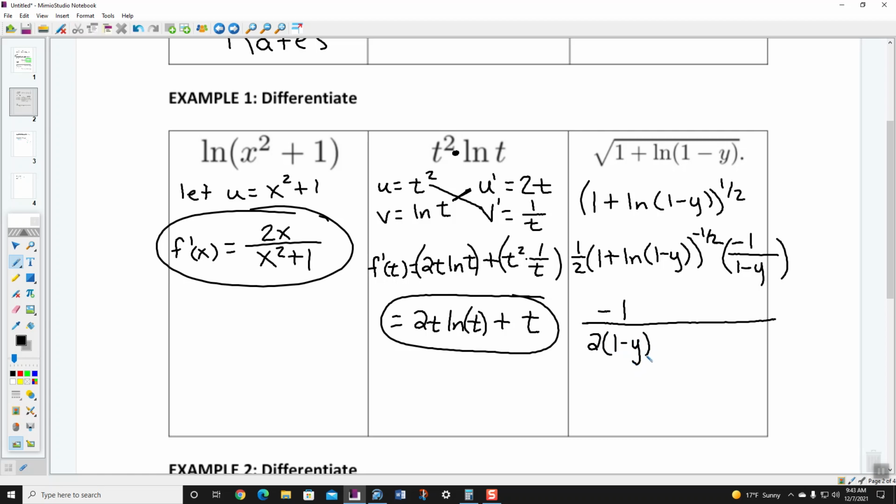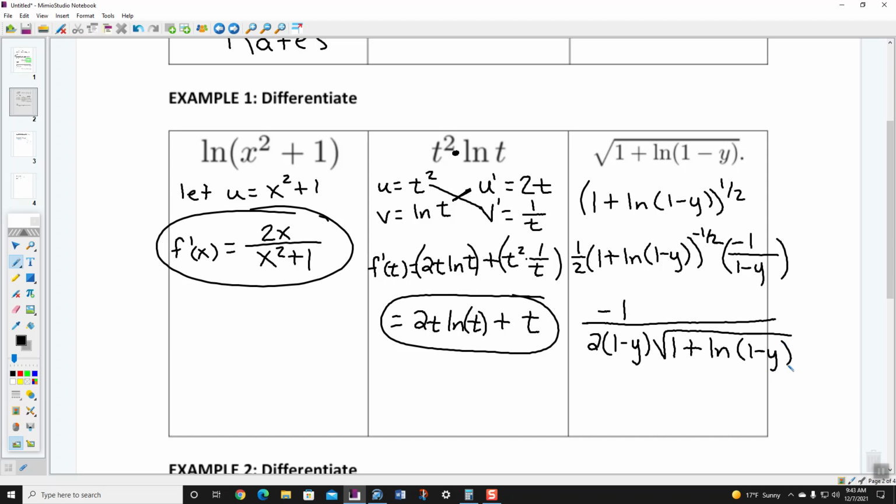Times, okay, if that negative 1/2 power moves to the bottom, it becomes a positive 1/2 in the bottom, doesn't it? And when you have a 1/2 power of anything, it's really which root? So I'm going to take this times the square root of what, kids? Square root of 1 over 1 minus y. There it is, right there.